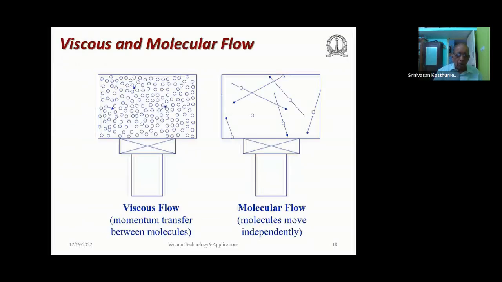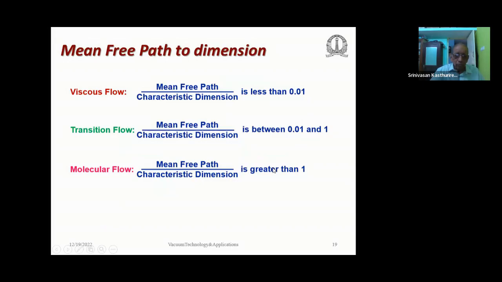Okay. Now you can see the picture of viscous flow and molecular flow here. So you can see a very large number of molecules in the viscous flow and very few molecules in the molecular flow, right? Okay. So obviously, when I said viscous flow and molecular flow, viscous flow means mean free path is very small and molecular flow means mean free path is very large.